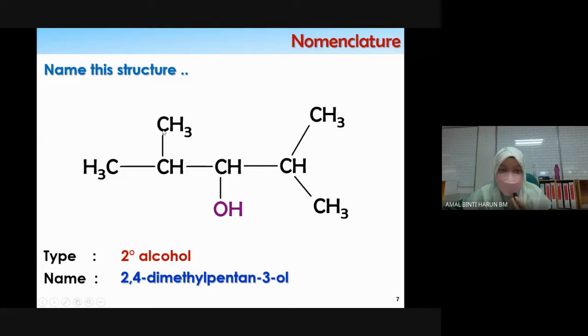Ada substituent di carbon number 2 and number 4. 1, 2, 3, 4. Okay, number 4. So kalau kita numbering daripada kanan dan kiri pun akan sama juga. So the substituent will be located at carbon number 2 and number 4. So ada berapa methyl? 2 methyl. Where is the location? Carbon number 2 and number 4. If 2 methyl, it will be dimethyl. So 2,4-dimethyl-3-pentanol. Okay, so done classification and done naming of alcohol.